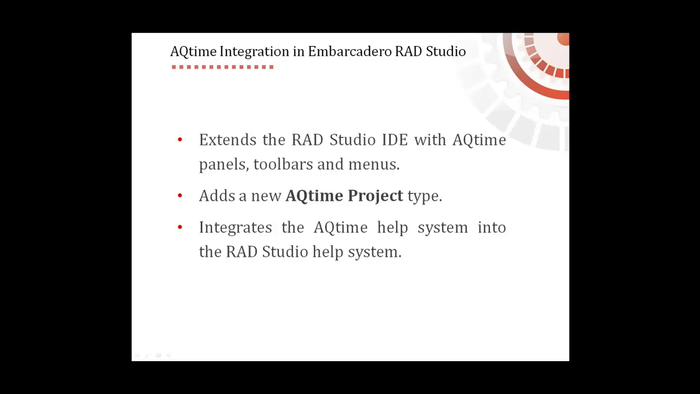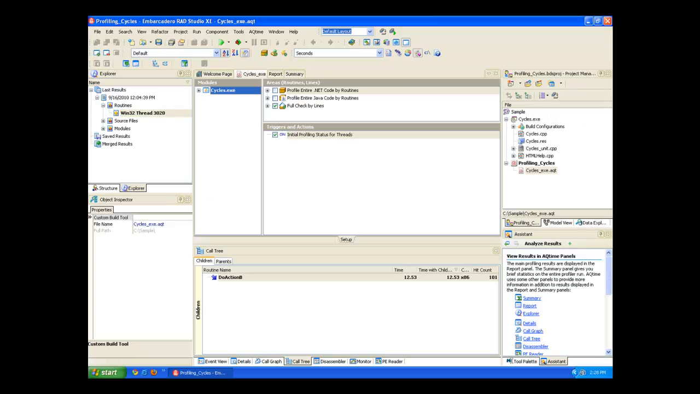Let's see how Aqtime can integrate into RAD Studio and how you can perform profiling directly from the RAD Studio IDE. Here's a sample project that already implements the profiling functionality. Now, to make Aqtime functionality available for your RAD Studio project, you need to add an Aqtime project to it. The Aqtime project contains this Aqtime module item. This module corresponds to the standalone Aqtime project and specifies what classes and routines of your applications need to be profiled, sets the profiling options, and stores the profiling results.